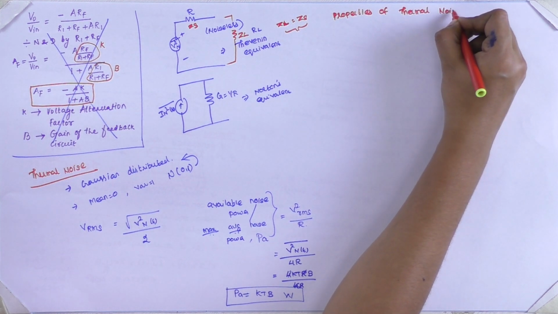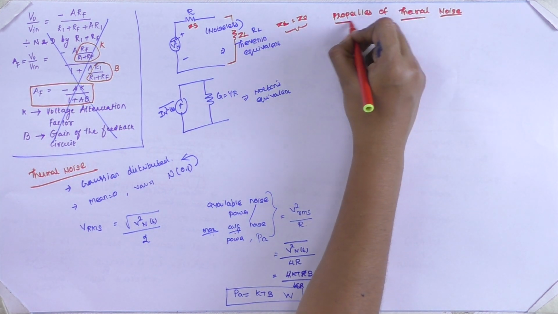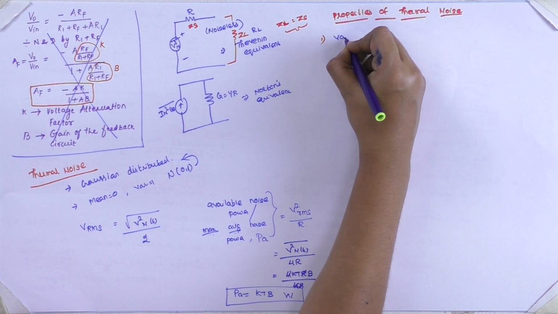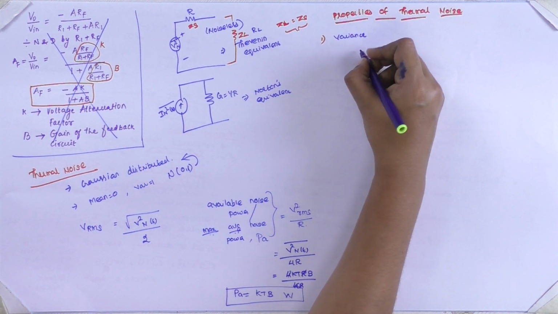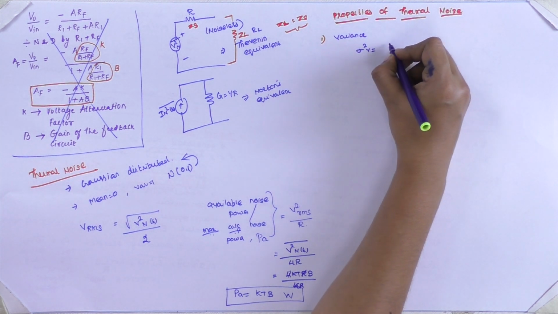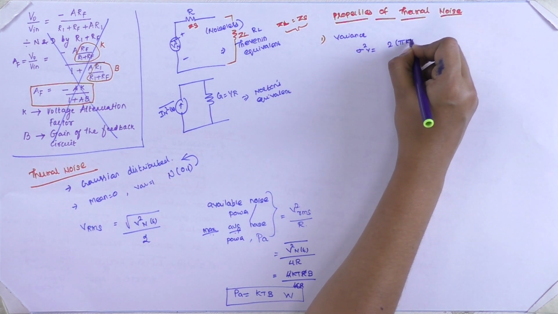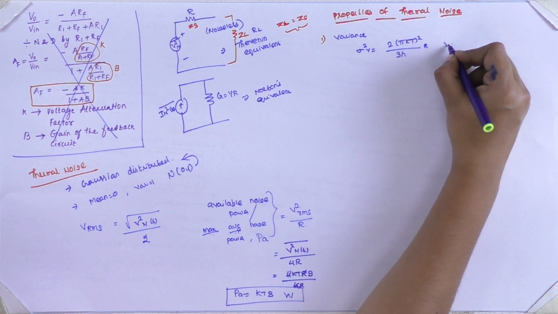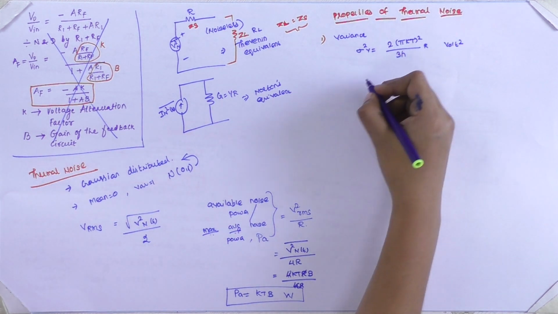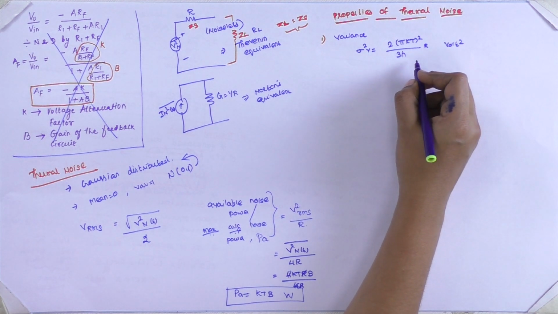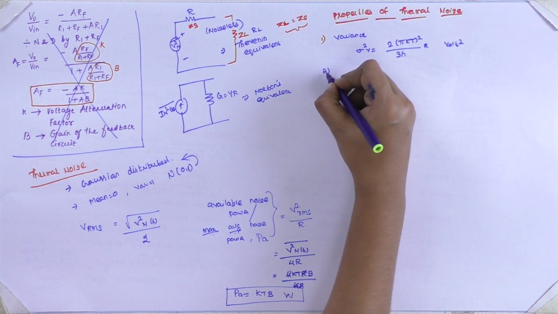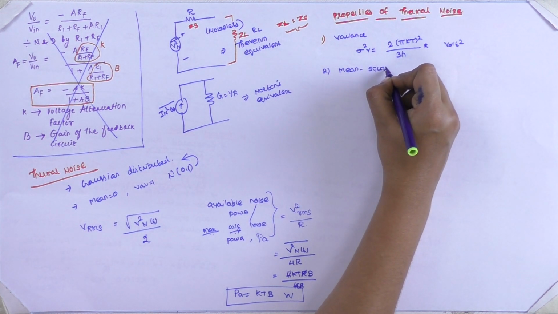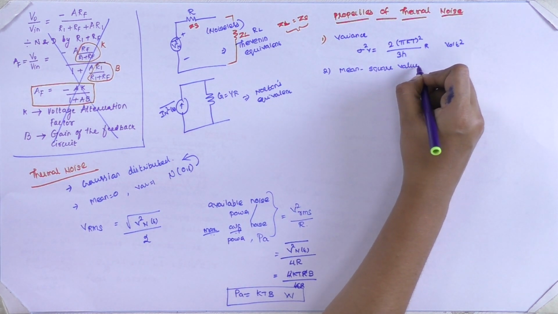This will be extremely helpful for our problem solving. What is the variance formula? Variance is sigma square, V is equal to 2 pi kT whole square divided by 3h R whole square, where K is the Boltzmann constant, H is the Planck's constant, and the second one is mean square value. Just now we have calculated the mean square value for current as well as the voltage.